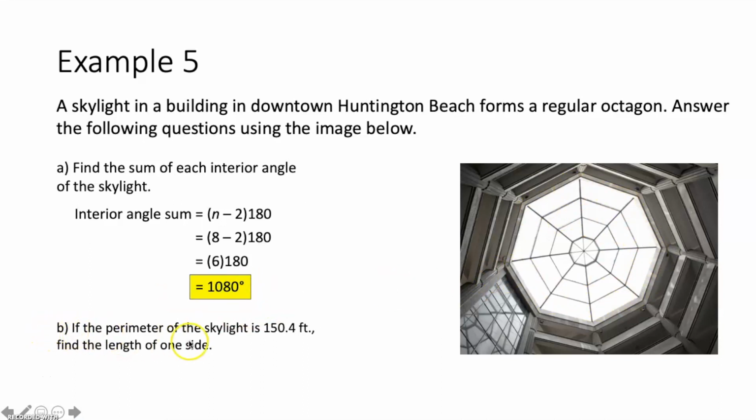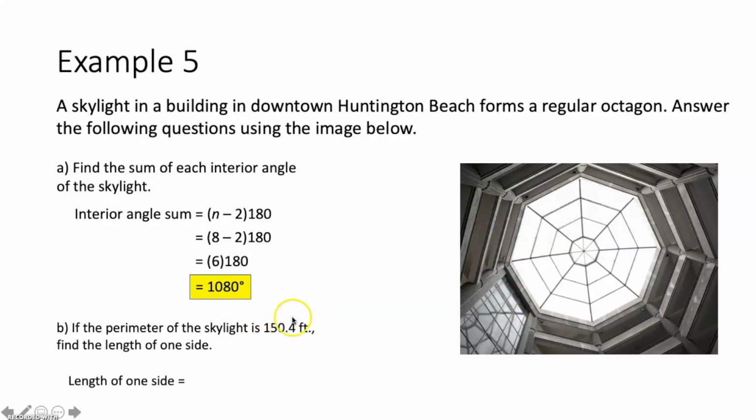Part B says if the perimeter of the skylight is 150.4 feet, find the length of one side. So this is a little different. The perimeter of the skylight is this, and we want to find the length of just one side. How do we do that? Well, if I want to find the length of one side, and I know that the perimeter is this, and I know that it's a regular octagon, remember regular means all the sides and all of the angles are congruent. So if I know all these sides are congruent, all I have to do is take the perimeter and divide by the total number of sides.